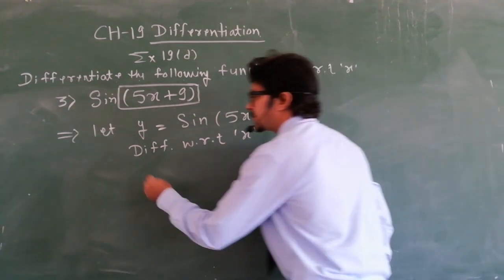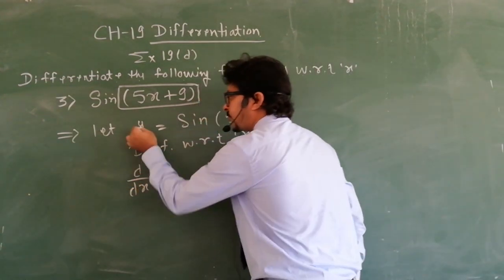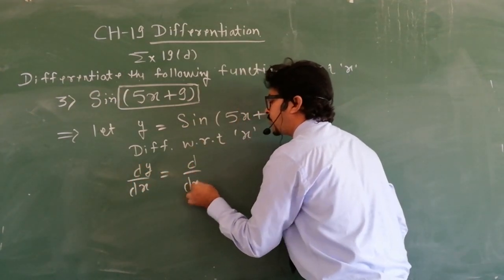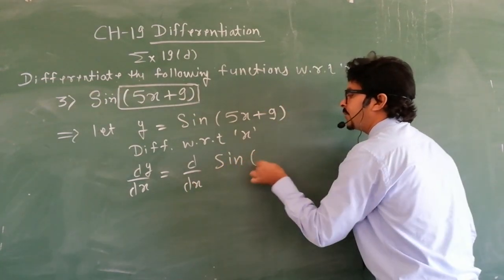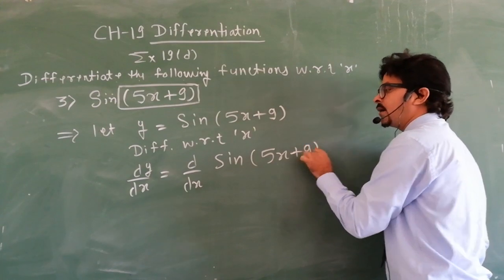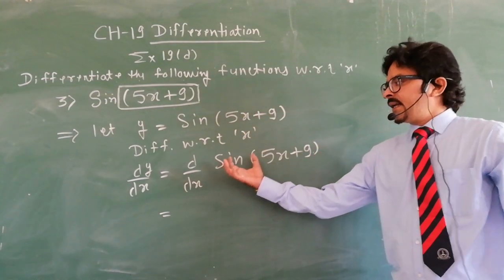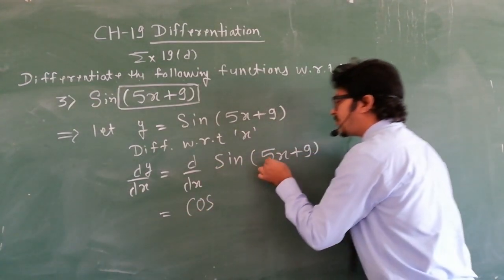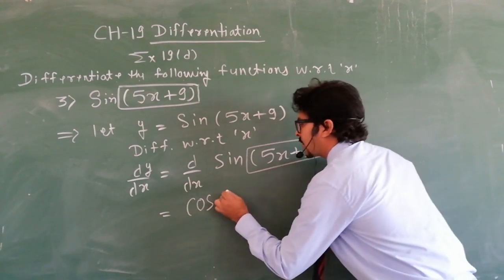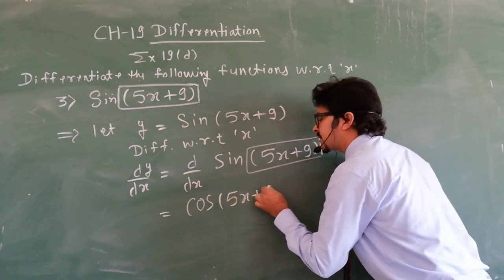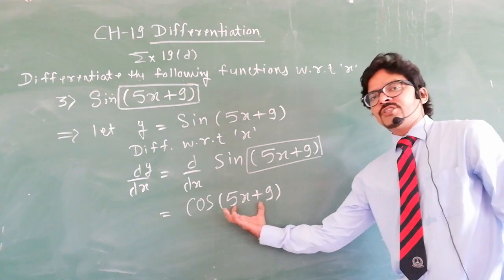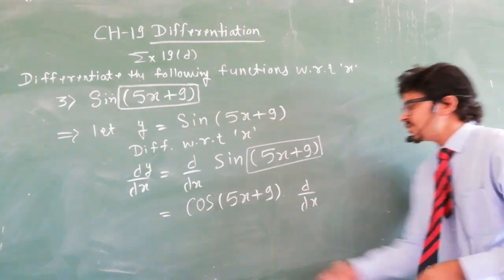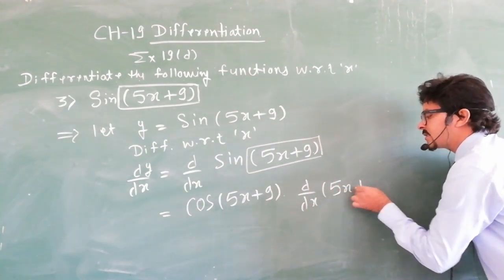So we'll write d by dx of y, that means dy by dx, is equal to the derivative of the given function, which is sin(5x + 9). As we know that the derivative of sin x gives us cos x, so we'll write cos, and in place of x is the given function, which is (5x + 9). Again, this is a function now, so we need to differentiate again. We'll write d by dx of this function, which is (5x + 9).